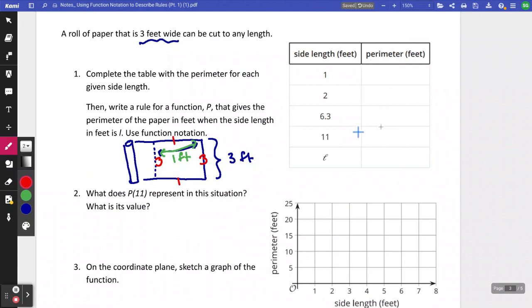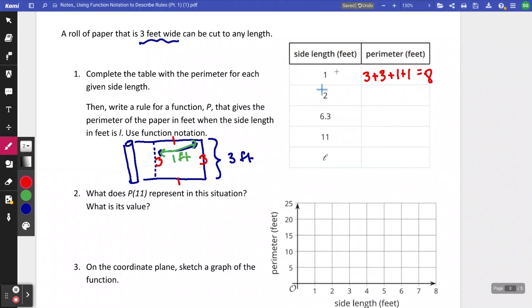When you're filling out this table, just like last time, we want to keep track of that math we're doing. So here I did a 3 plus a 3 plus a 1 plus a 1, and that gives us 8. The perimeter would be 8 feet.